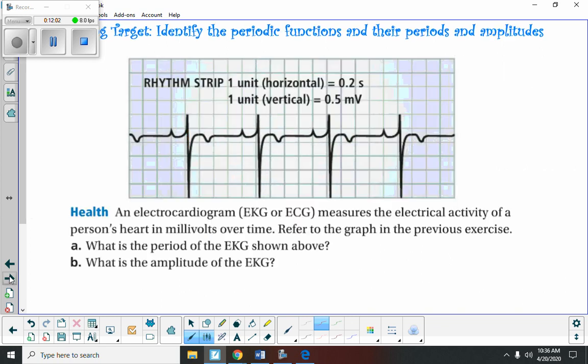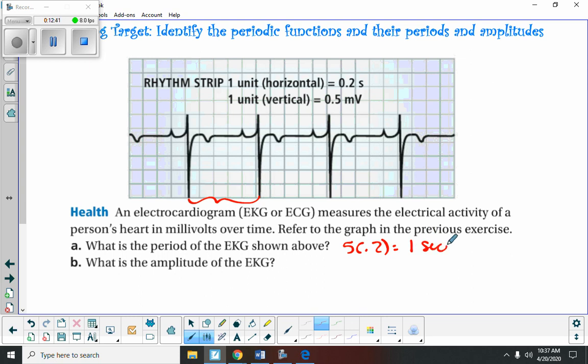All right, one more problem here. An EKG, an electrocardiogram, measures the electrical activity of a person's heart in millivolts over time. Refer to the graph in the previous exercise. What is the period of the EKG shown above? So again, this is a period, and each of these units represents 2/10 of a second. So it's 1, 2, 3, 4, 5 units times 2/10, which would be 1.0, so that would be 1 second. That's the period.